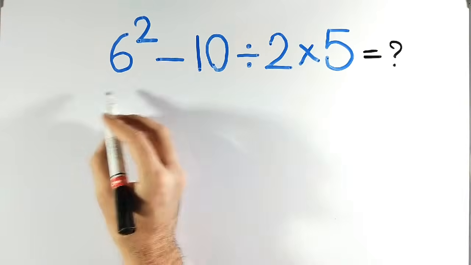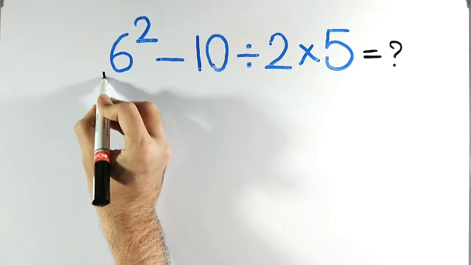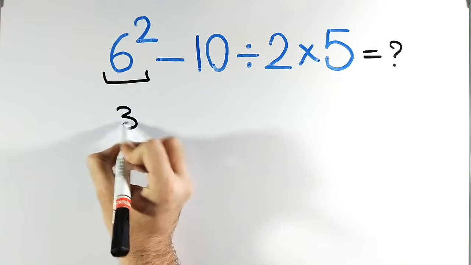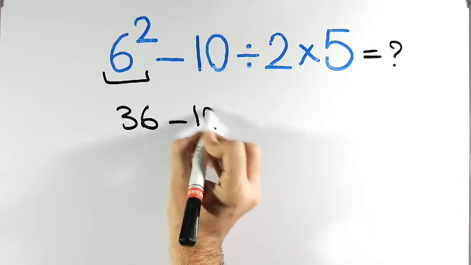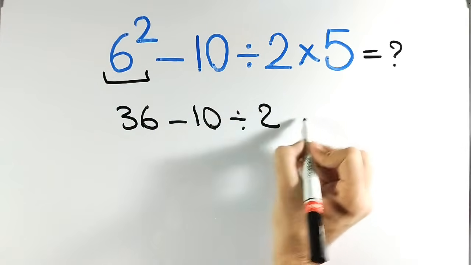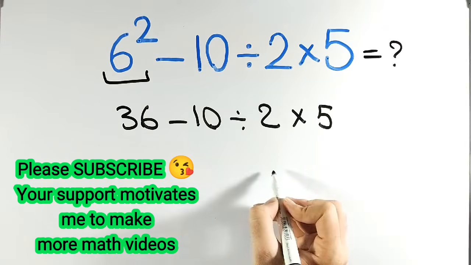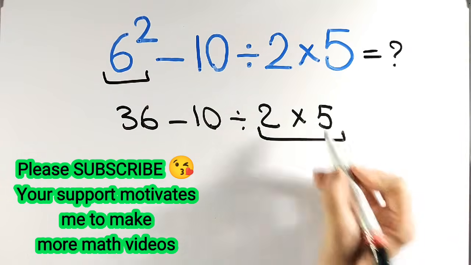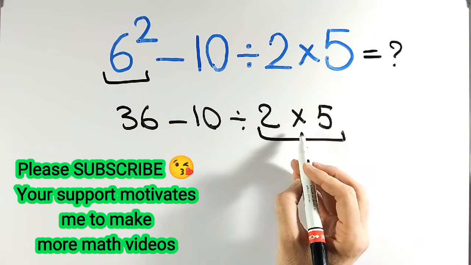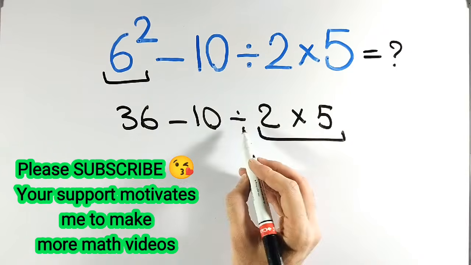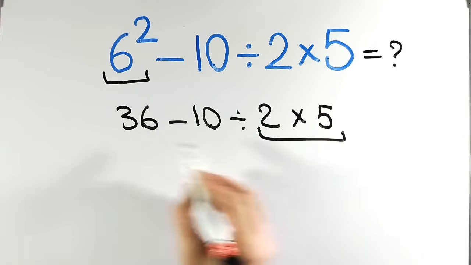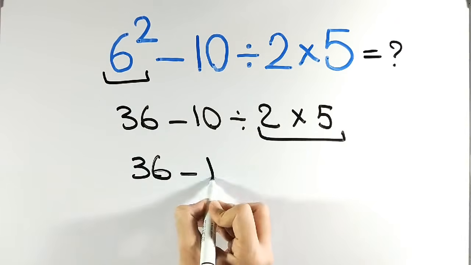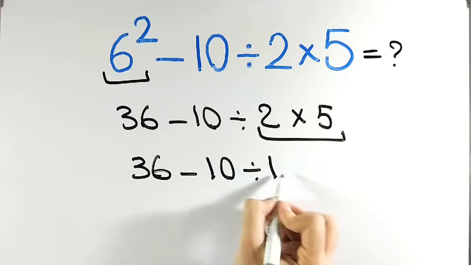Also, some other people, when solving this question, again go straight to the exponent. And instead of this expression, they write 36 minus 10 divided by 2 multiplied by 5. And the next step, they go for the multiplication between 2 and 5 because they think multiplication has a higher priority than division. So, instead of this expression, they write 36 minus 10 divided by 10.